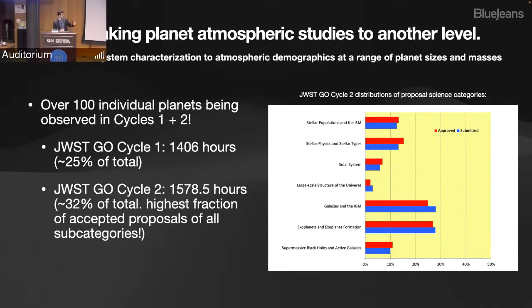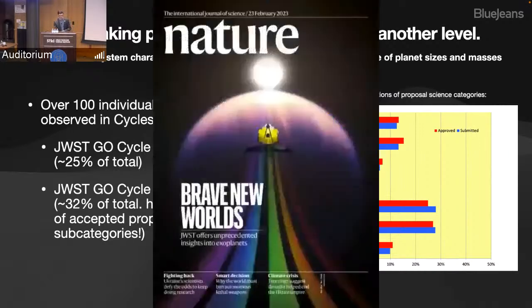So here's just the distribution of submitted and accepted proposals for the JWST Cycle 2 General Observing Program. And you can see that exoplanets accounted for almost a third of it, actually beating out all other subcategories in fraction of accepted proposals, and almost beating galaxies in the total time allotted as well. And the JWST exoplanet results have really made quite a splash since then, so much so that they were the cover story of Nature magazine in February of this year.